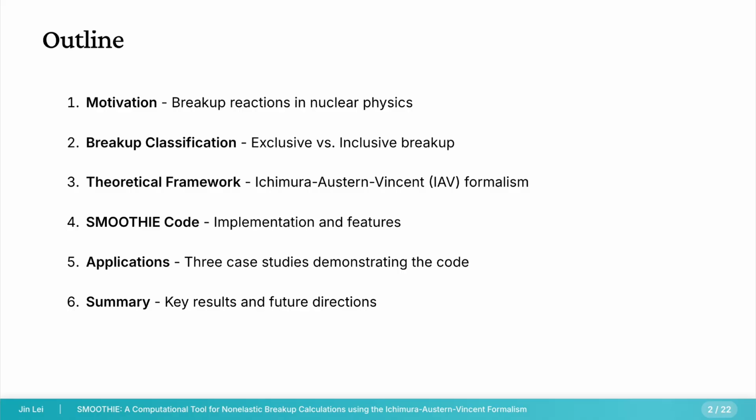Moving on to the outline, I'll first explain why breakup reactions matter, then classify the different breakup scenarios, introduce the IAV model, and show how SMOOTHIE implements it. After that, we'll walk through the installation, the inputs, the outputs, and highlight 3 applications before closing with a summary and acknowledgements. Please keep this roadmap in mind, as it closely mirrors the structure of both our documentation and the paper.